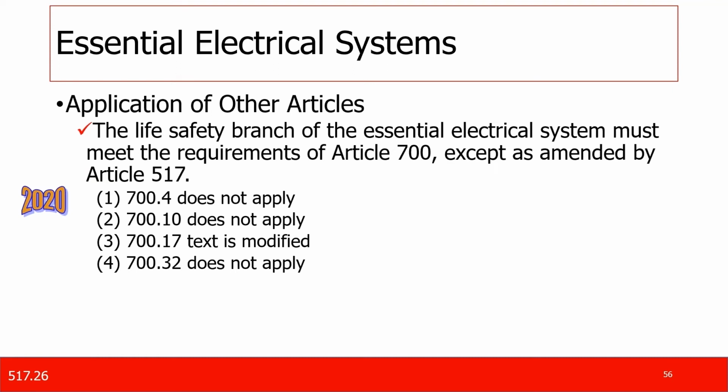Also within 517.26, where we talk about the general requirements for essential systems, Article 517 actually throws out these sections of Article 700, which would be a longer discussion for another day, with some of the capacity requirements, some of the separation requirements, and so forth. So again, just to point out that 517.26 says it amends Article 700 by dropping these sections, if you will.